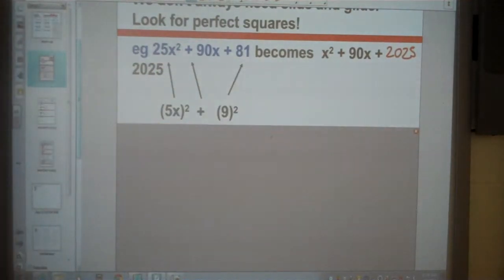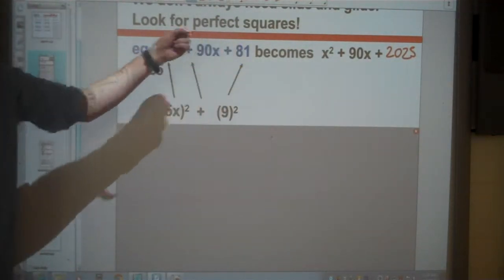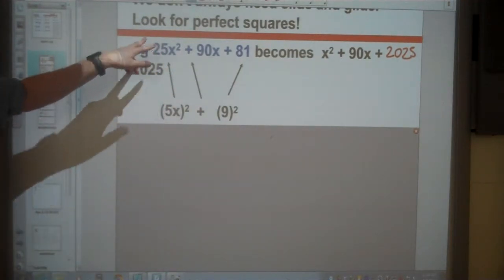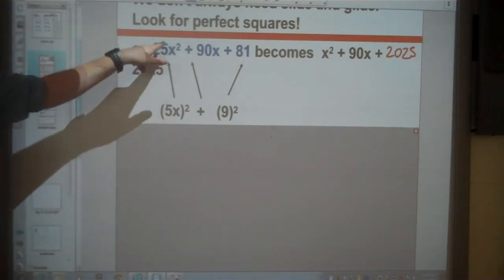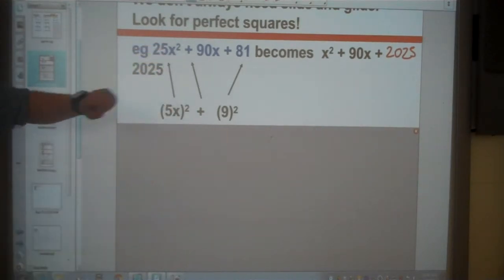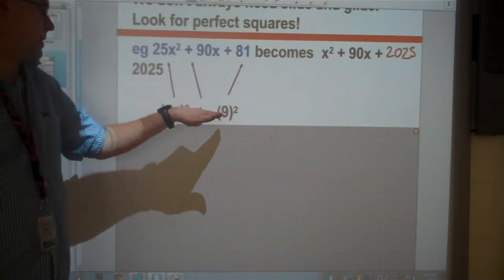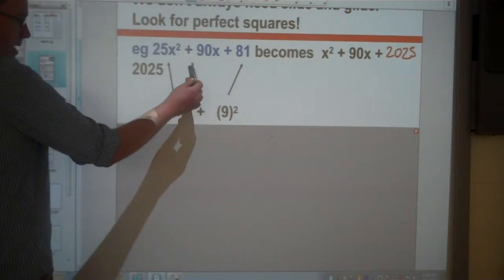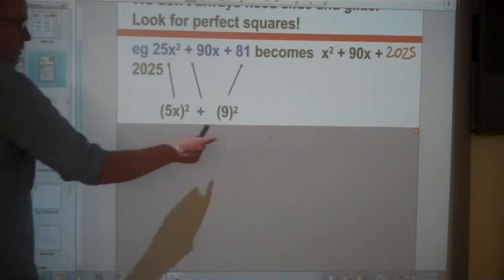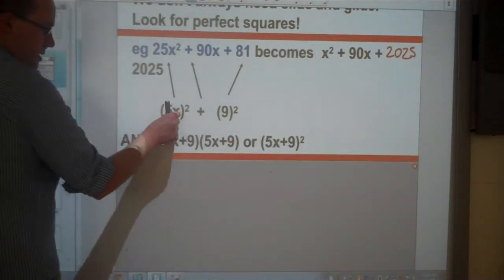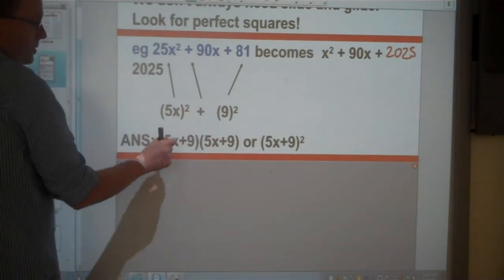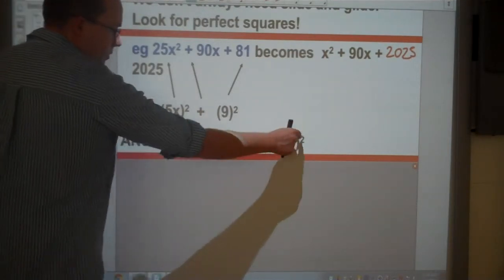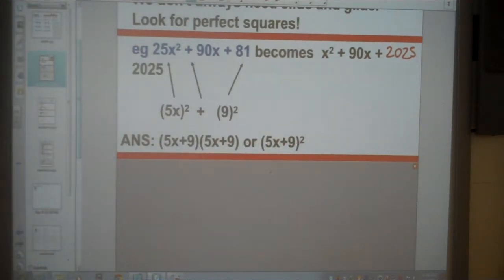The thing to notice is the first and the last term are both perfect squares. So similar to what we did on that last question in the example of the warm-up, we say what multiplied together gives us that, so 5x. What multiplies together to give us 81? 9. And then we just take this sign here and plug it in the middle. So our answer is just going to be this plus this times by the same thing, this plus this. Or, as it's the same thing multiplied together, we could just say it's the same thing squared.